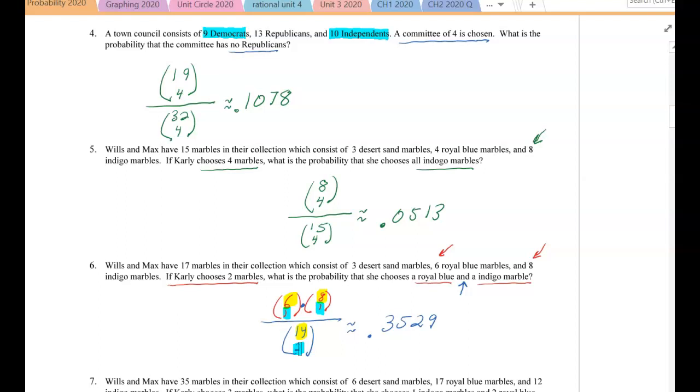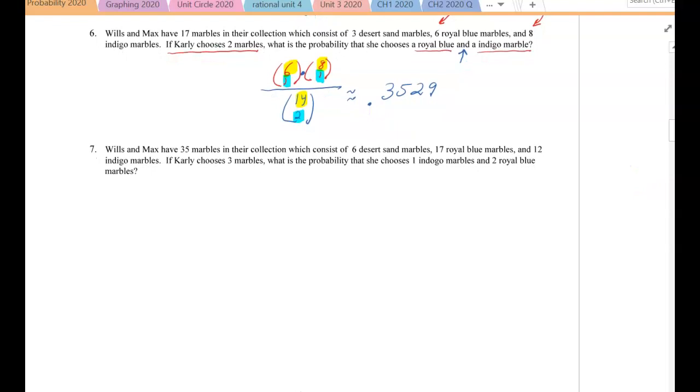And just a little side note, if you're wondering why I chose those colors, desert sand starts with the letter D, so does Democrat. Royal blue starts with the letter R, so does Republican. And indigo starts with the letter I, so does Independent. So for coding purposes, I use these colors there.